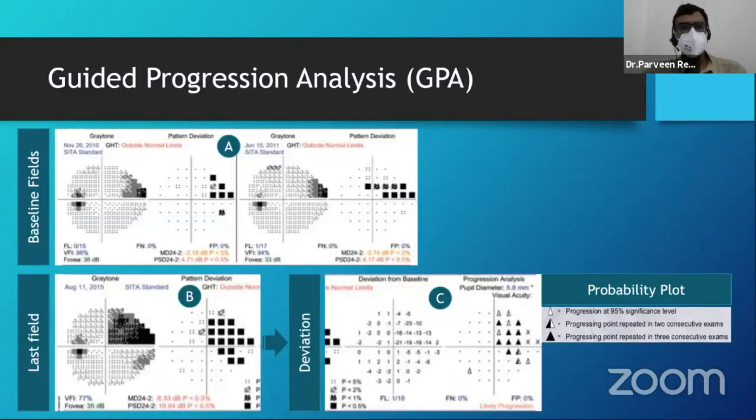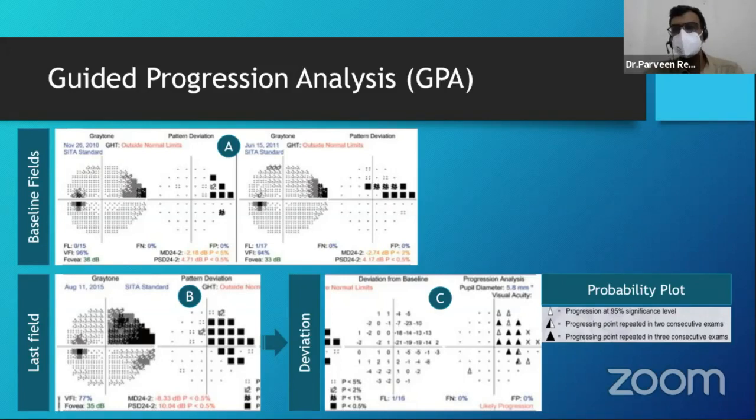So we have this part, in which A represents the baseline fields and B is the last field in our hand. When we compare this last field with the baseline field, the change that has come is called the deviation. That is in C. Now the machine, based upon the test-retest variability, gives the probability plot in the form of symbols. These symbols are used to show whether a change is present which is not significant, like with an open triangle.